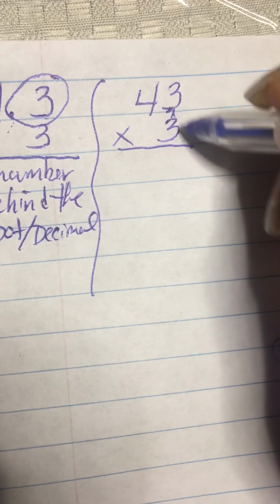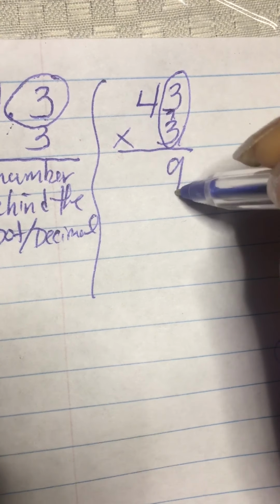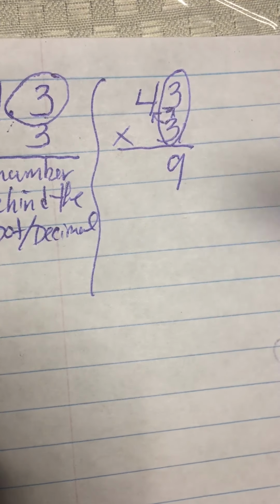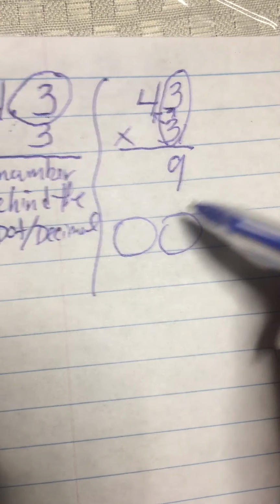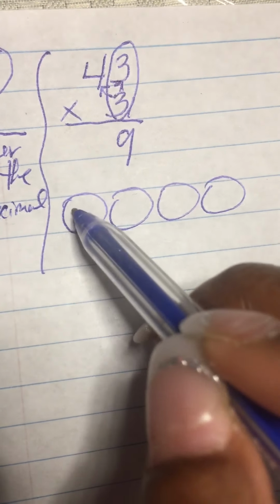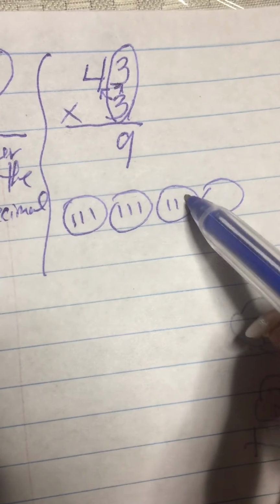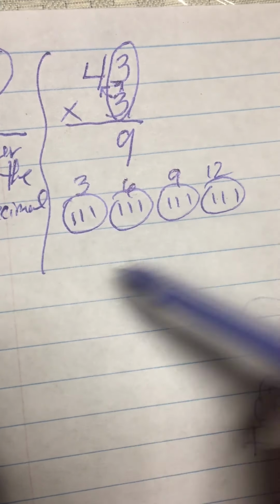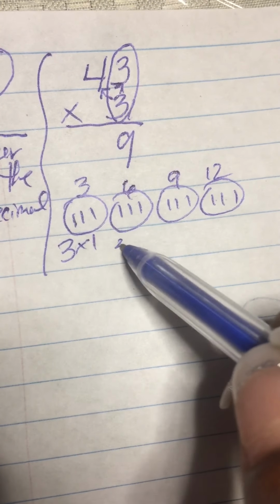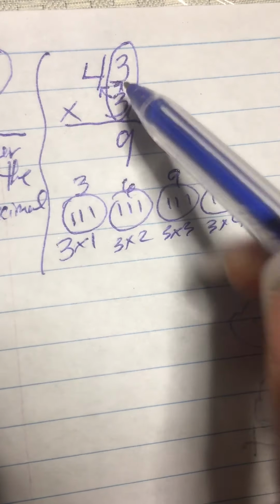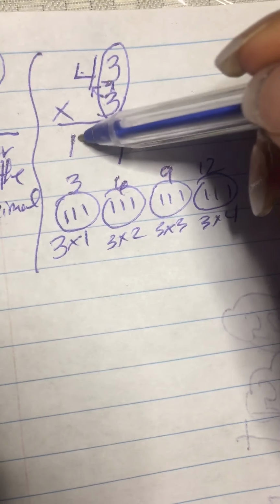You always start multiplying from the last number. 3 times 3 is 9. 3 times 4. Remember, you can have your 4 circles and your 3 lines in each one. If you don't know, remember what it is: 3, 6, 7, 8, 9, 10, 11, 12. And this is your 3 times table. 3 times 1, 3 times 2, 3 times 3, and 3 times 4. So we see here that 3 times 4 is 12.